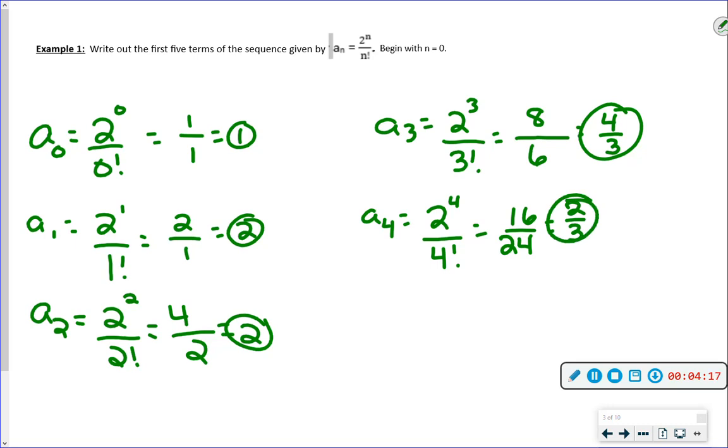All right, we've got the first 5 terms. No more work to go. Got it. Okay, so again, more of the same. Good review of the first section.